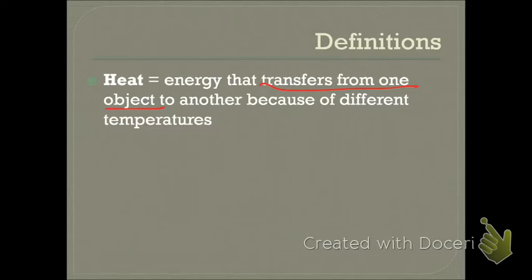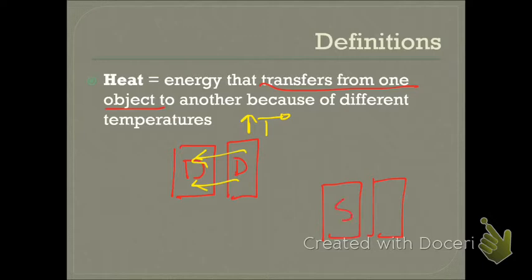When you have two objects that are different temperatures and they are beside each other, there will be a transfer of heat from one object into another, whichever object has the higher temperature, until you wind up with two objects that have the same temperature because of that heat exchange.